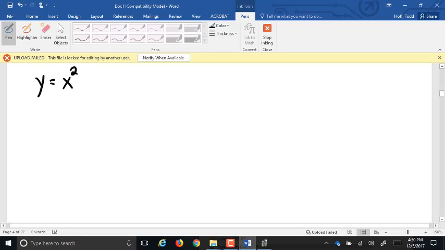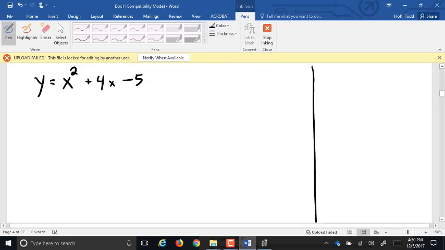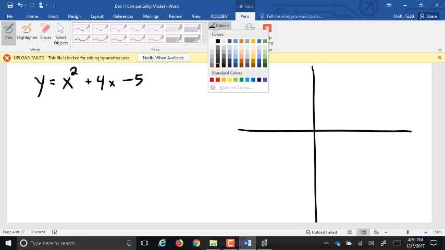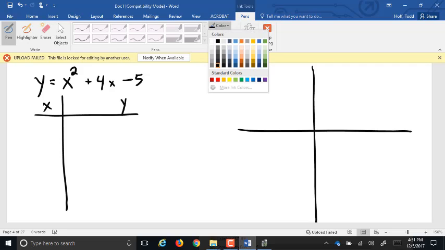Y equals x squared plus 3x minus, actually, let me change that just a little bit. Let's go 4x minus 5. So we're going to try to graph this. We're going to make a table. I'm leaving a little bit more room because it's going to be a little bit more work to find y here. But I'm just going to pick some values for x.